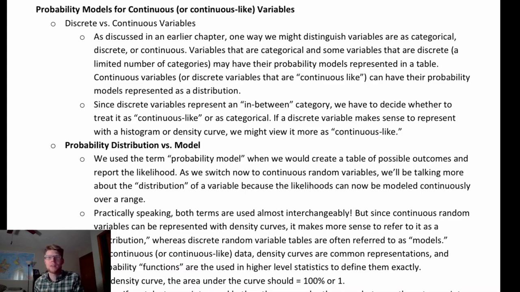However, if I wouldn't necessarily represent a probability model for a variable with, say, a table, because there are enough categories, or if the variable is truly continuous, I instead might represent the model with a distribution curve or with a density curve. And so when we get to that point, we're more likely going to just start calling it a probability distribution.